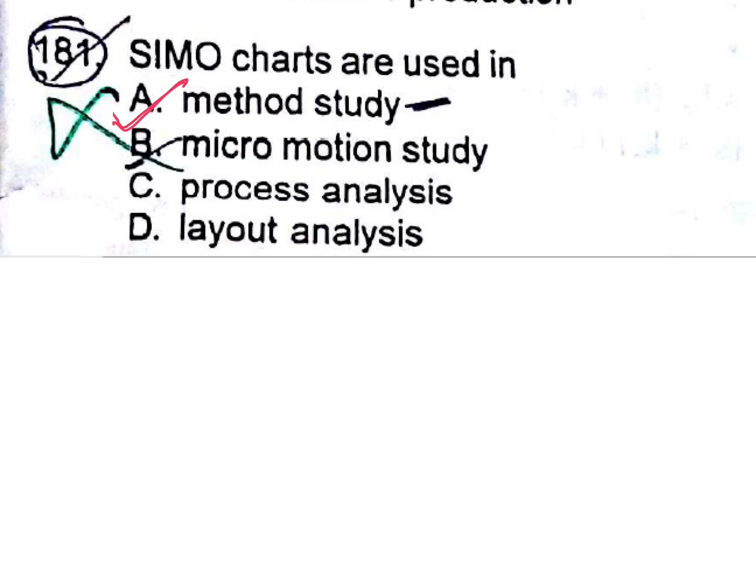If method study is not available in the options, then you have to answer B, micro motion study. If both are available, then method study is the best option.